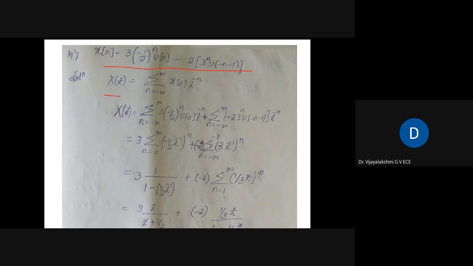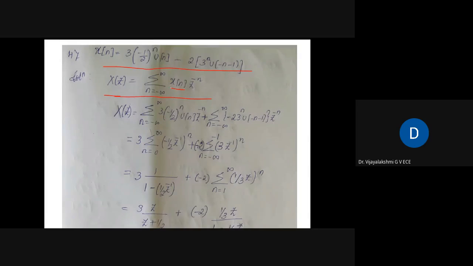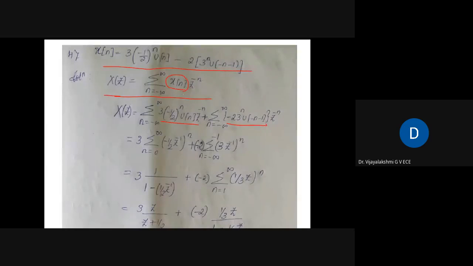Here I have written the expression for finding the Z transform of a given sequence x of n. Now I'll substitute for x of n. What is our x of n? 3 into minus half raised to n u of n, and one more is 2 into 3 power n u of minus n minus 1. But since you have two terms, this summation I am applying twice, once for the first term and once for the second term.